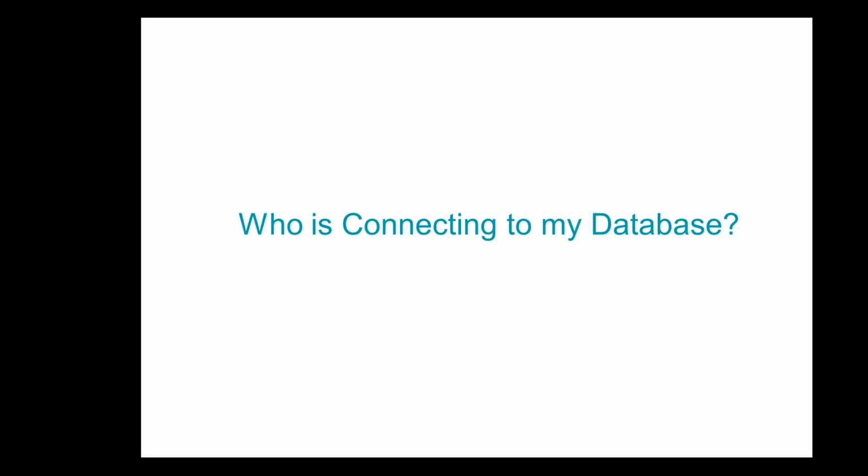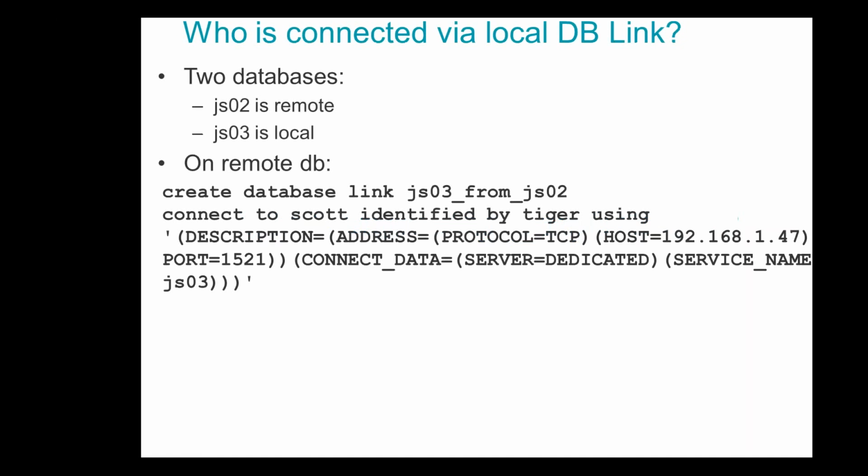Probably more than once you've wanted to know who is connecting to your database. Well, that's generally pretty easy to find. You can look at v$session and find out who's connecting to your database. Well, what if you want to know who's connected via a database link? Let's consider two databases. JSO2 is a remote database. JSO3 is a local database. On the remote database, this database link was created, JSO3 from JSO2, just to help us identify the source and the destination.